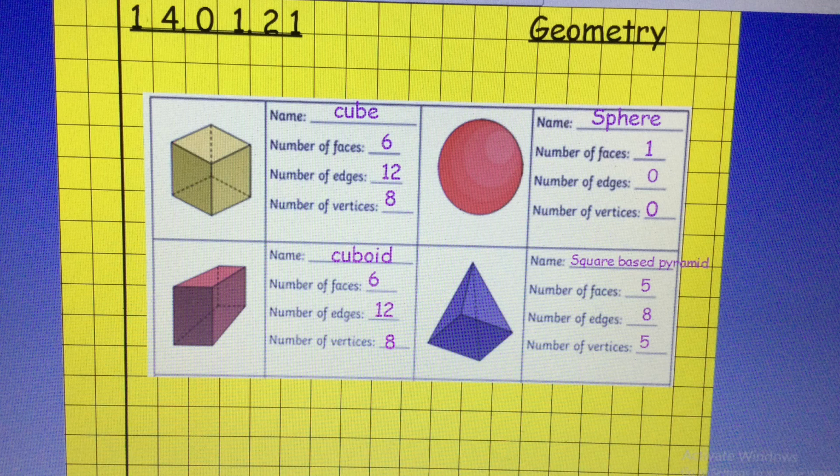Then we have our sphere. It has 1 curved face all the way around, which means it has no edges and no vertices. And our final shape is a square-based pyramid. It has 5 faces, 8 edges and 5 vertices. And remember, edges are where 2 faces meet.